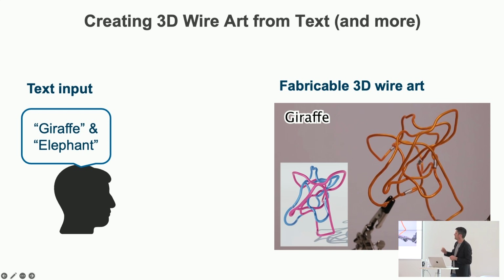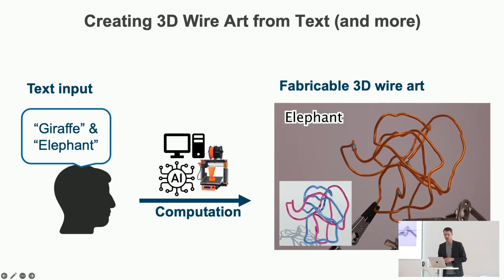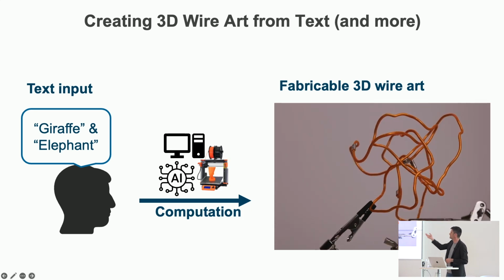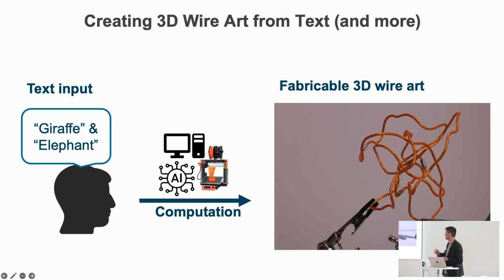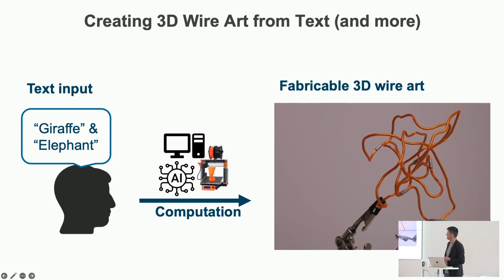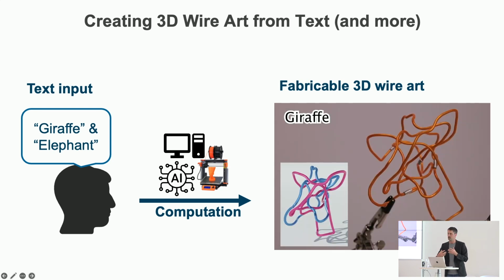So in the following, what I want to show you is a system that allows you to go from various types of inputs, like for example text or also photographs, to 3D wire art using a computational design algorithm. So here, for example, you type in giraffe and elephant, and you get this wire sculpture, 3D wire sculpture out of it.